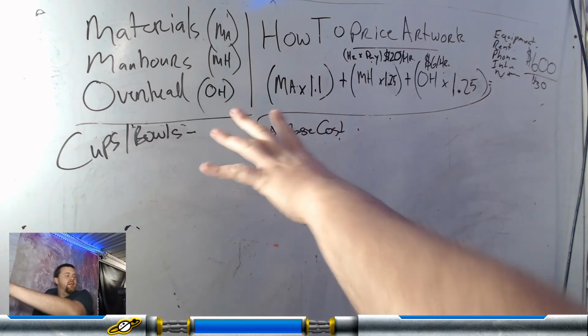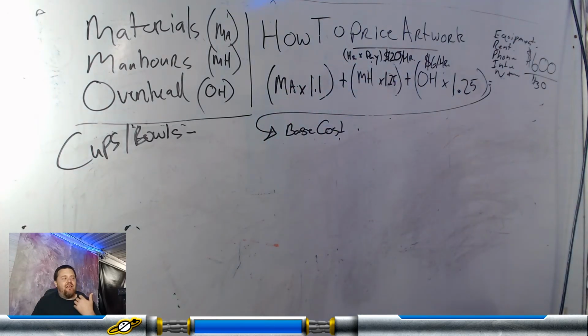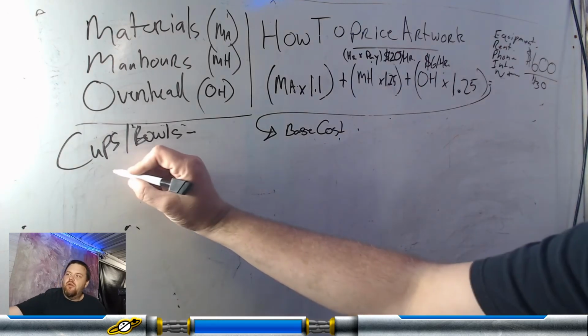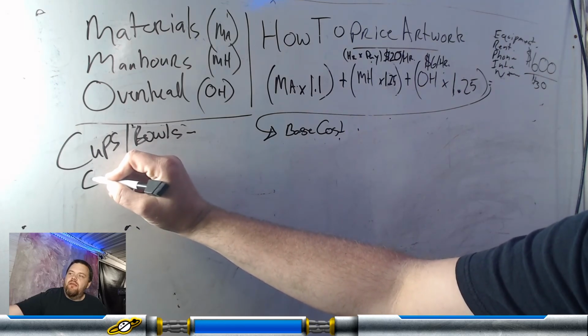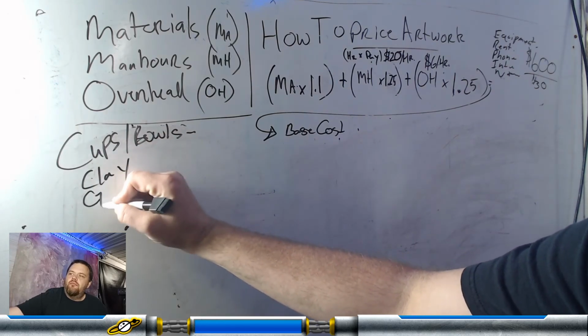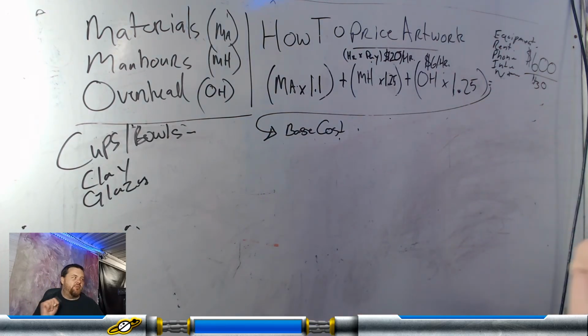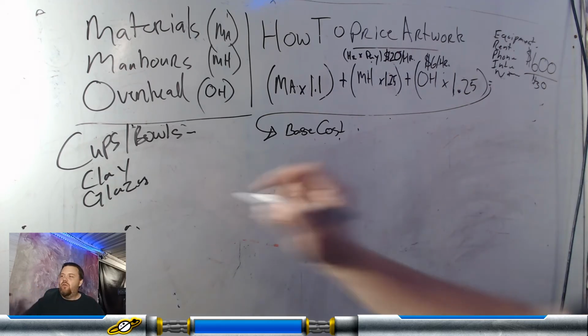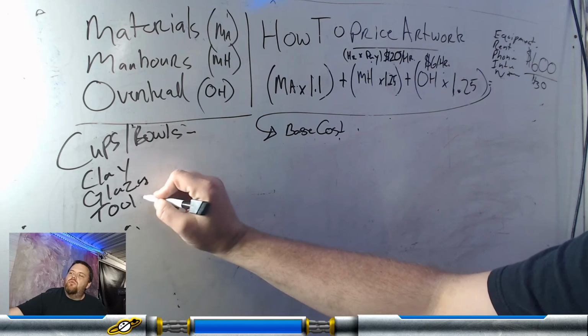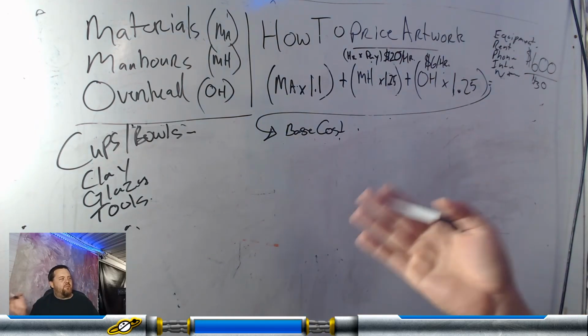So on cups and bowls with ceramics, I have a few material costs. There are certain things like glazes. I'm going to say glazes as in anything I do after creating the work physically. So I'm going to have three things: clay, glazes, and let's just add one more, because I do know I have tool loss with this: tools.